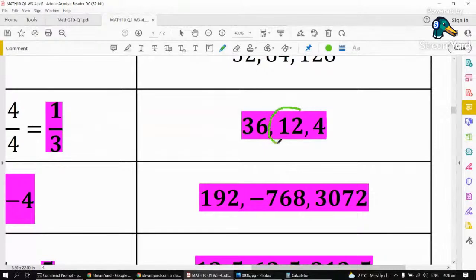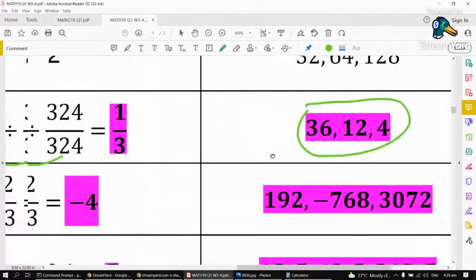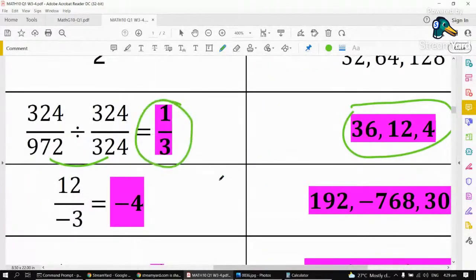And then 12 times 1 over 3. So lalagay lang tayo ng over 1 dyan. So 1 divided by 1 is 1. And then 12 divided by 3 is 4. Yon. So, ito yung tatlong next term. Ito yung common ratio.